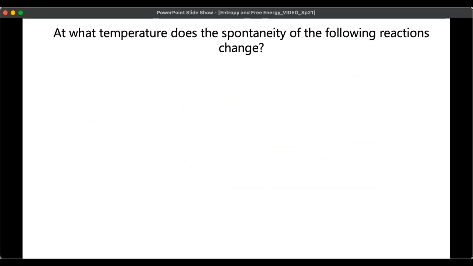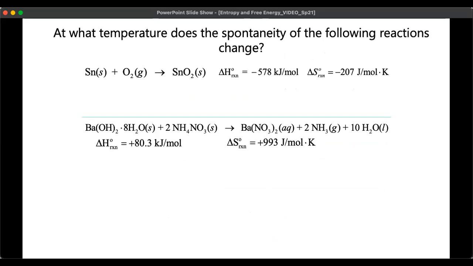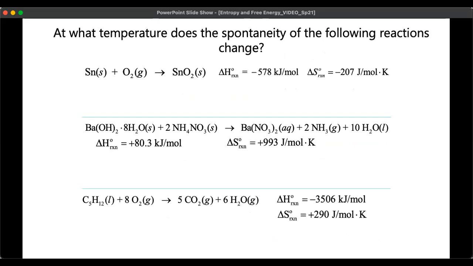All right, so at what temperature does the spontaneity of the following reactions change? So we're going to look at tin plus oxygen, barium hydroxide plus ammonium nitrate, and C5H12, which is a hydrocarbon, plus oxygen to make CO2 and water. All of these, as you can see, have different delta H and delta S values, often with different signs.